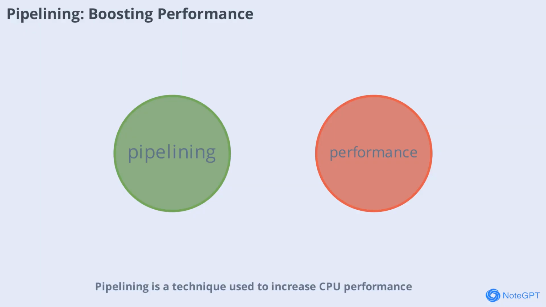Pipelining is a technique used to increase CPU performance. It breaks down instruction execution into stages, allowing multiple instructions to be processed at once.